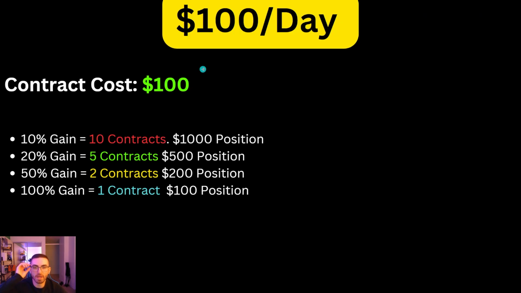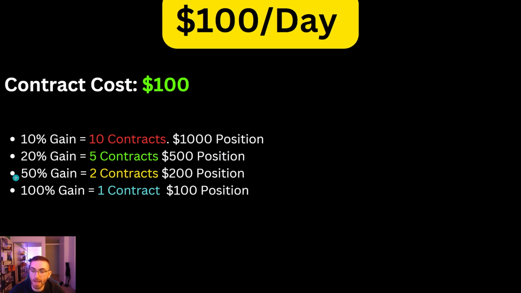All right, so in order to make $100 a day, let's say that you are trading contracts that are worth $100 a piece. Now, obviously, if you trade futures, this is going to be slightly different, and we'll talk about how to convert this to futures. But if you were trading options, if you were to only capture a 10% gain on that $100, you would have to buy 10 contracts and have a $1,000 position in order to make $100. However, if you were able to capture a 20% gain, you would actually only need 5 contracts, so a $500 position, in order to make $100.